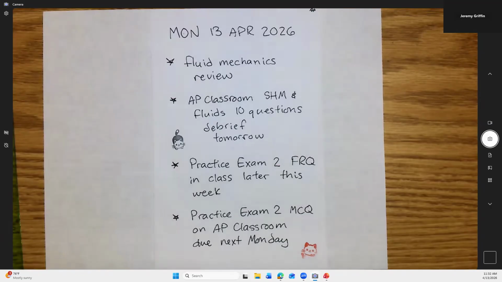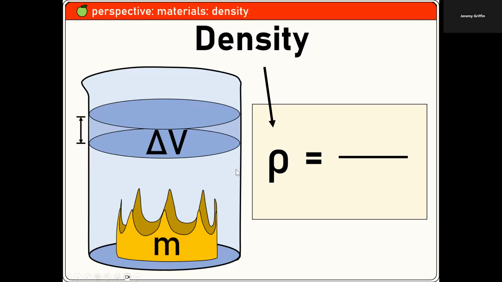All right. So you guys got that written in your planner to do the AP Classroom, practice exam 2, multiple choice. You guys got about a week to do that. All right. Let's go over to fluid mechanics.